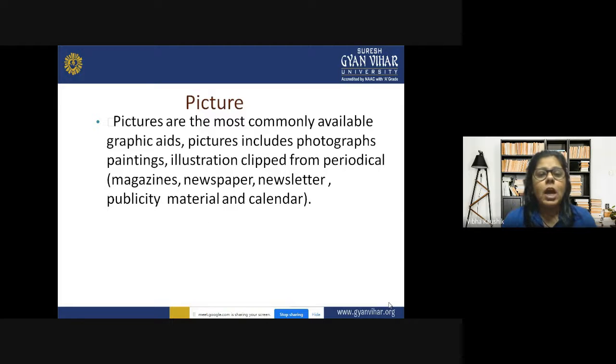Now, pictures are the most commonly available graphic aids. Means pictures are the most commonly available visual aids, graphic aids that are used by the teacher. Pictures include photographs, paintings, illustrations, clippings from periodicals, magazines, newspapers, newsletters, publicity material, and so on.